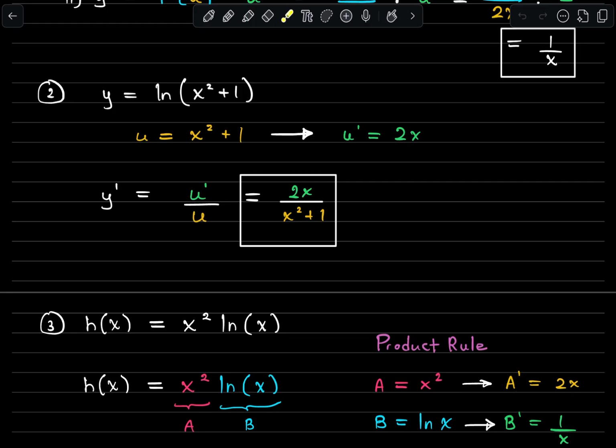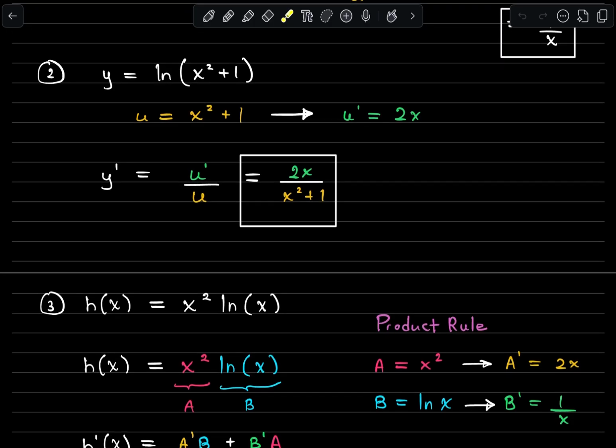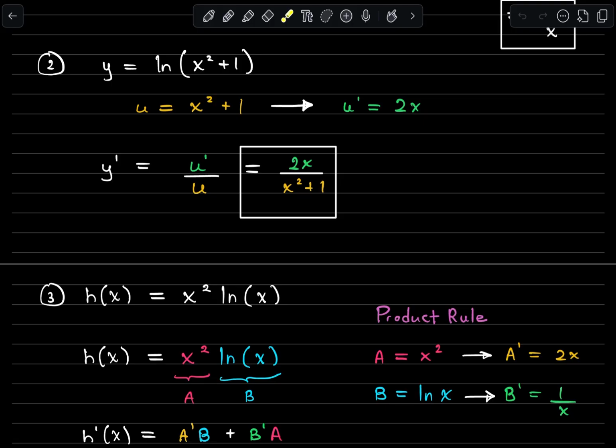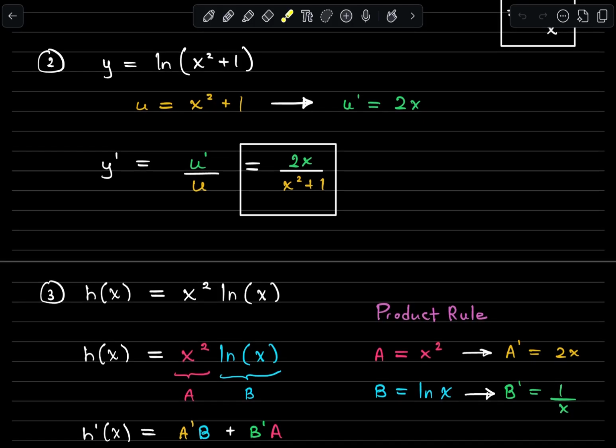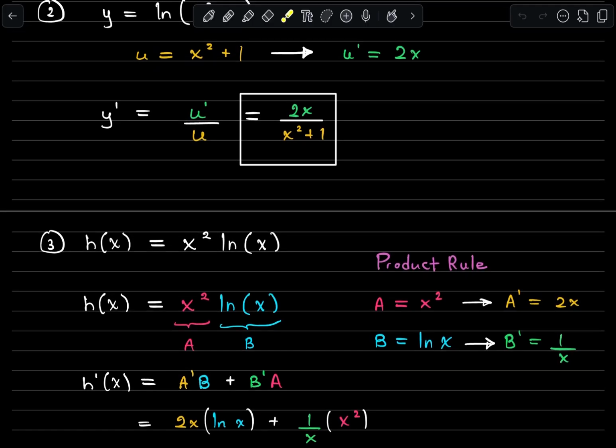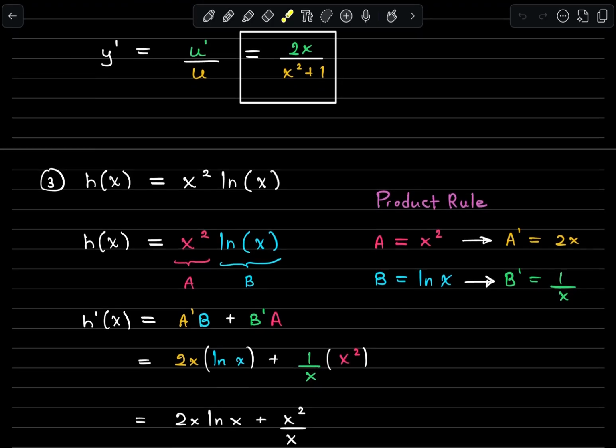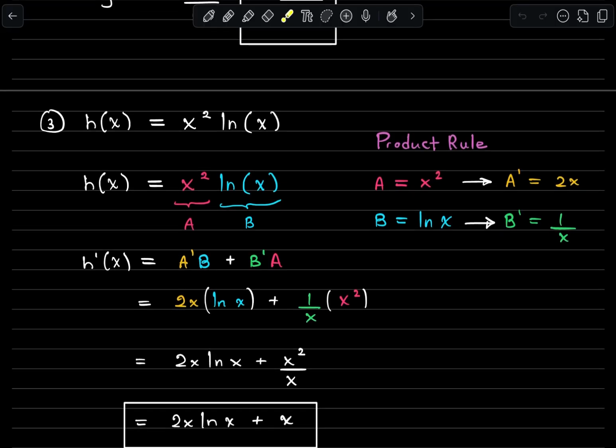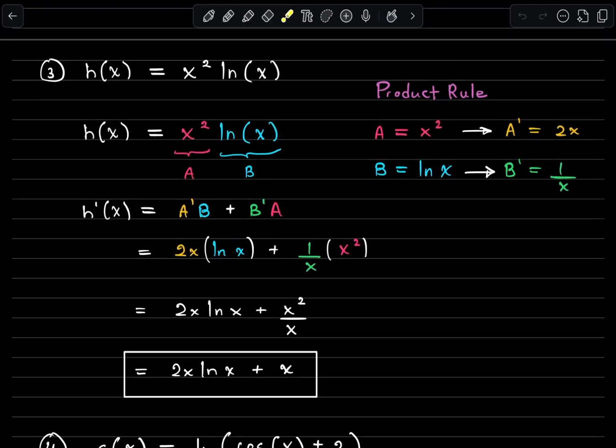x squared by power rule derives to 2x for a prime. ln of x, as we just saw, becomes 1 over x for b prime. And then put them together in your product rule fashion: a prime b plus b prime a. 2x times natural log of x, plus 1 over x times x squared. We can clean that up a little bit, and simplify that second fraction into just x. So 2x ln x plus x. That is our h prime.